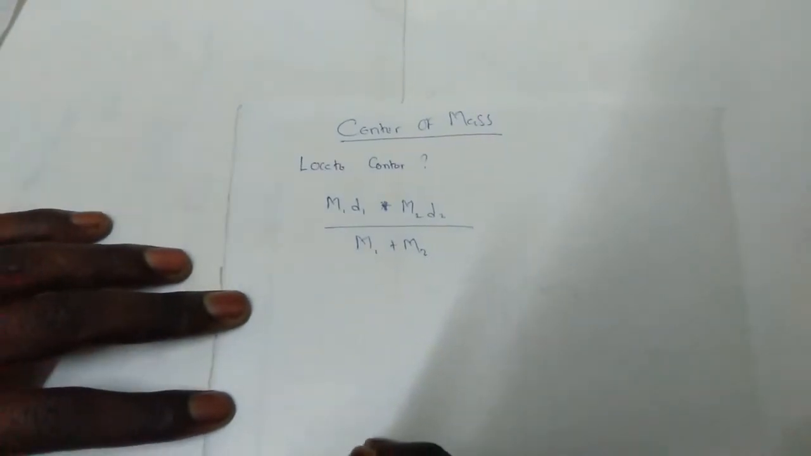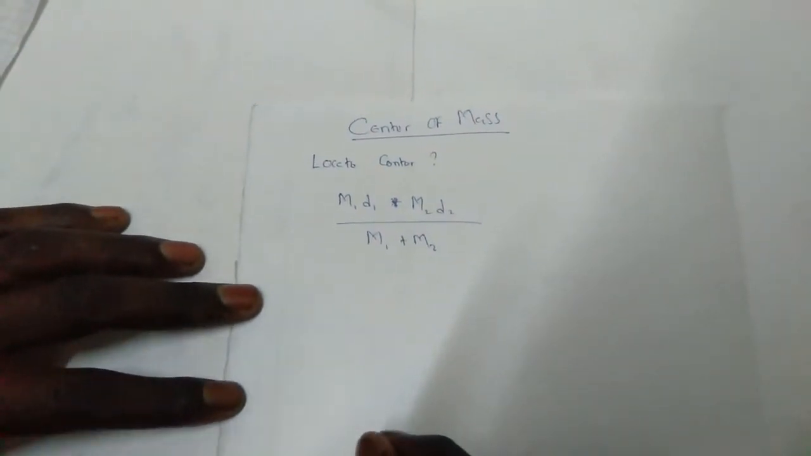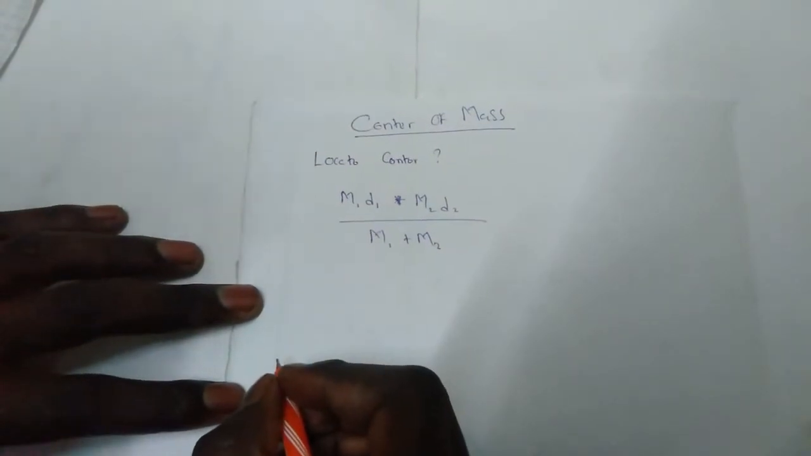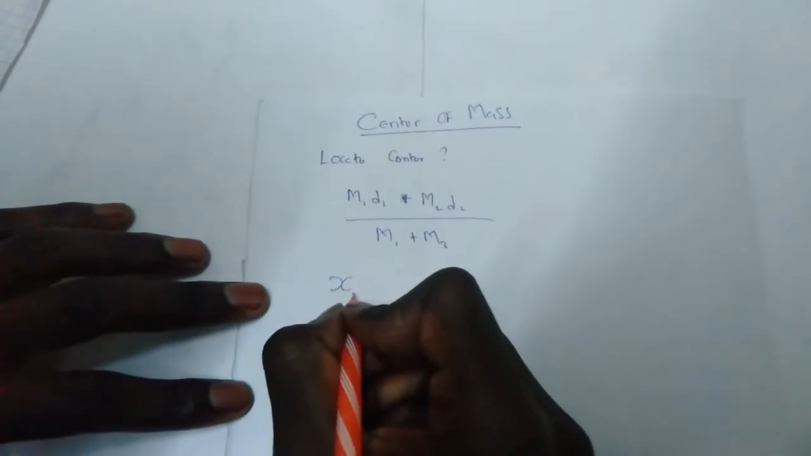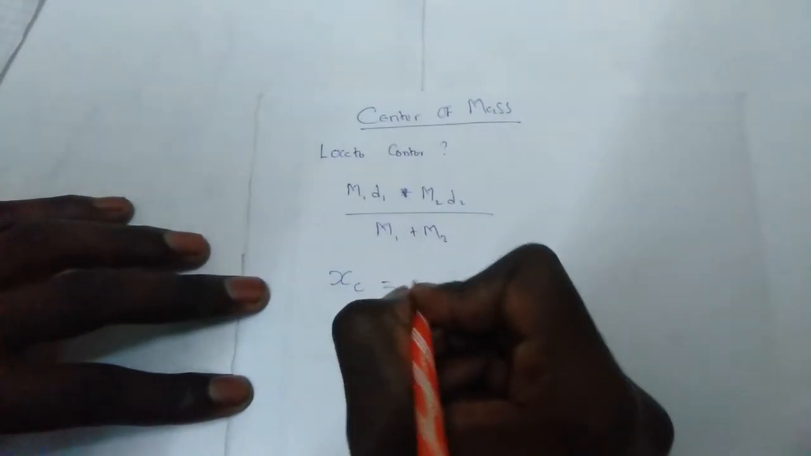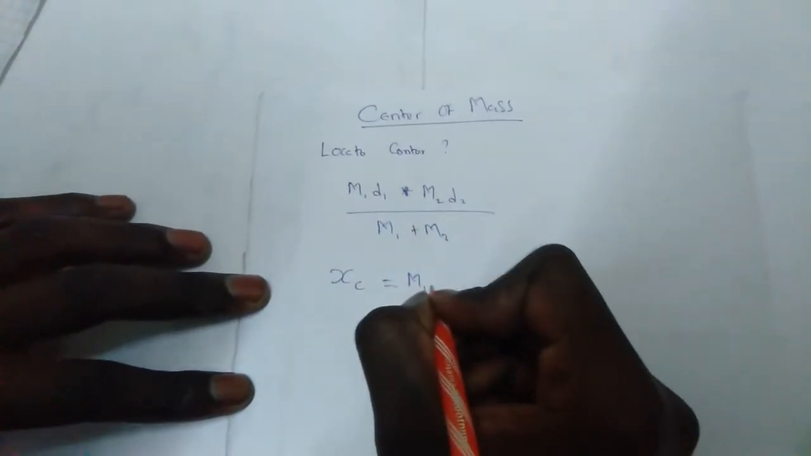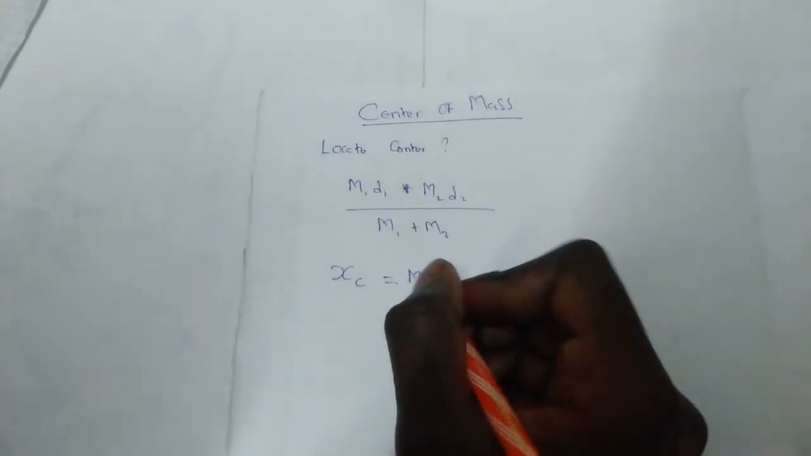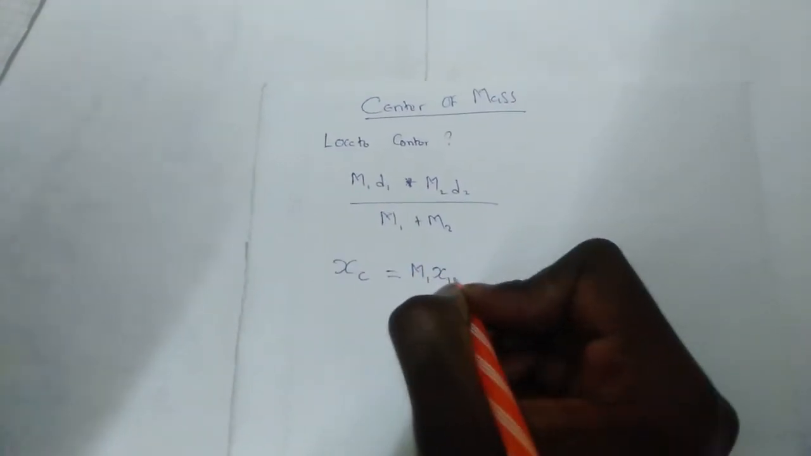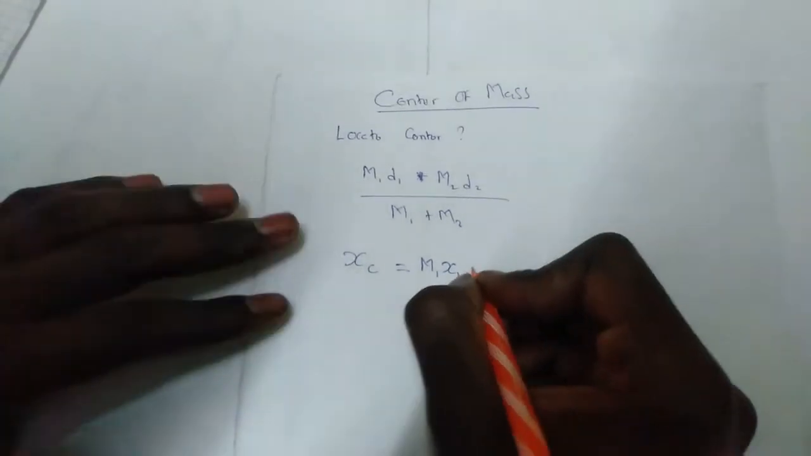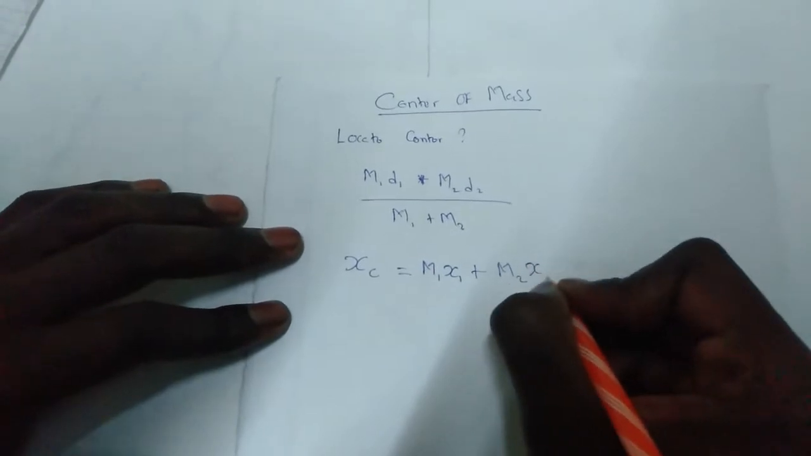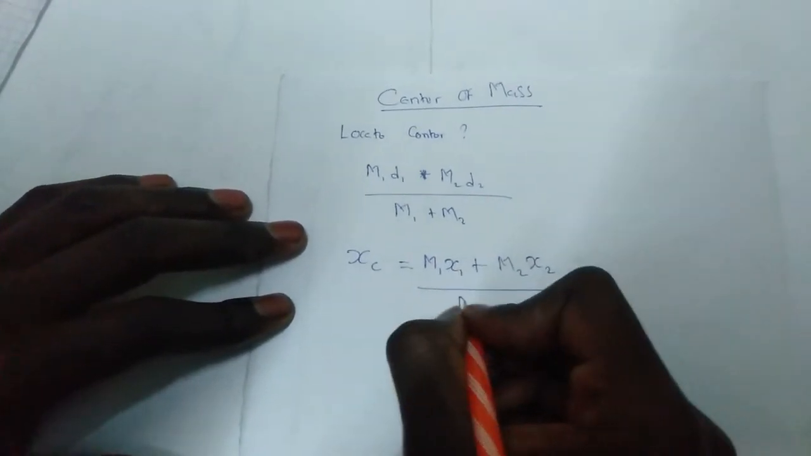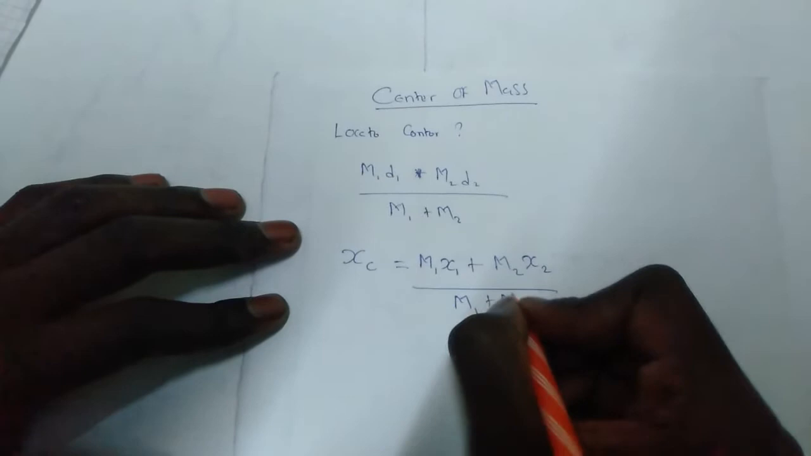So in the first case, in a Cartesian plane, we have the x-axis, the y-axis, and the z-axis. Calculating the center of mass along the x-axis is denoted by xc, which is given by the mass of object 1, m1, times the distance, in this case x1, the distance in the x direction, plus mass 2 times the distance x2, over the total mass m1 plus m2.